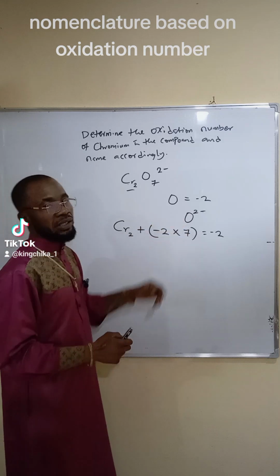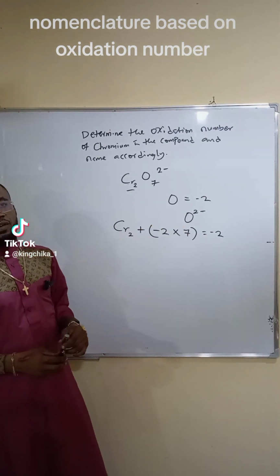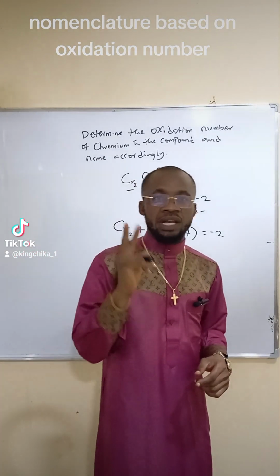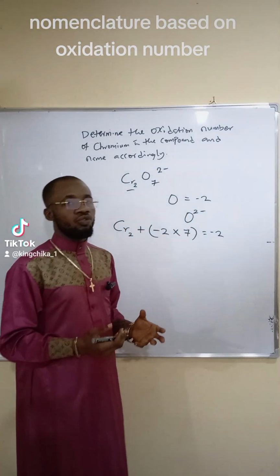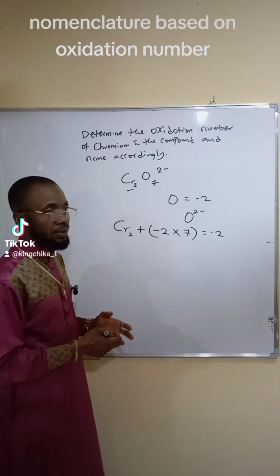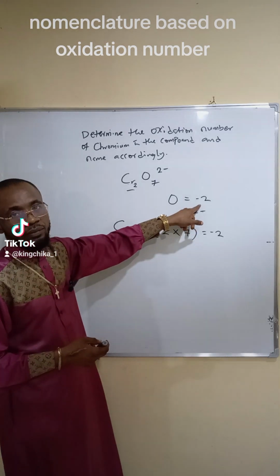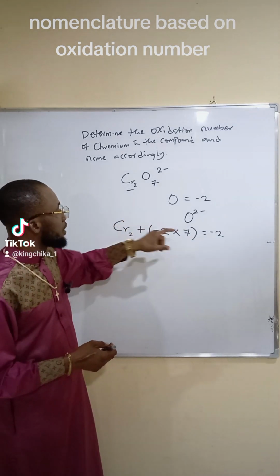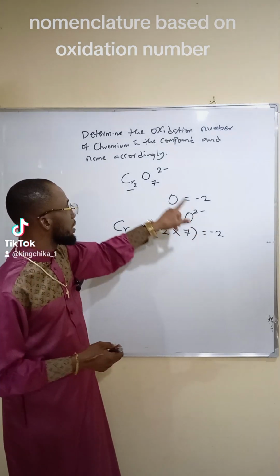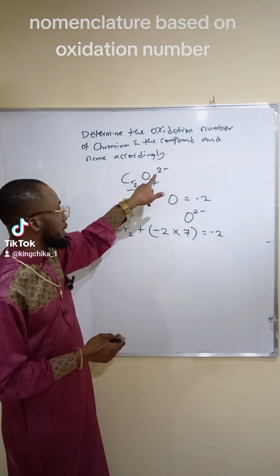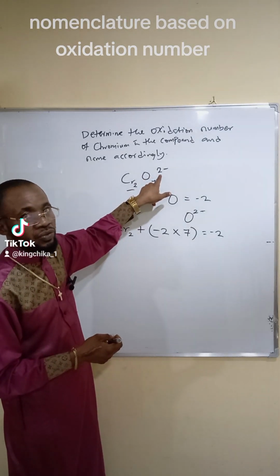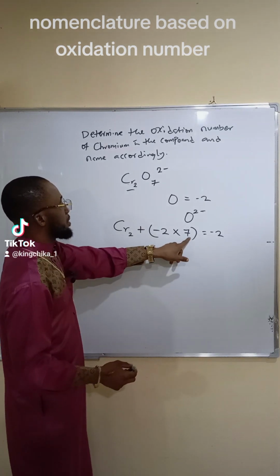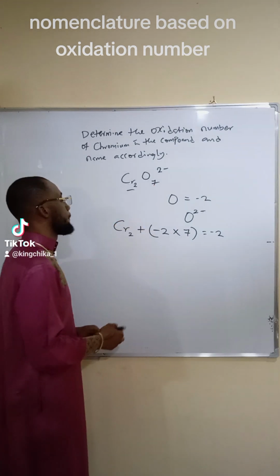So this -2 actually indicates that oxygen is an electronegative element that requires 2 electrons or accepts 2 electrons to attain its octet stability. That's the meaning of this -2 here. So oxygen has a charge of -2. This -2 is coming from the fact that this compound is an ion, and the charge of the compound, the valence, is -2. Then this 7 is coming from the fact that we have 7 oxygen atoms.